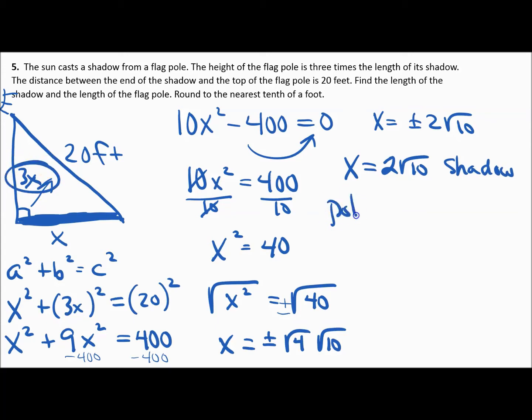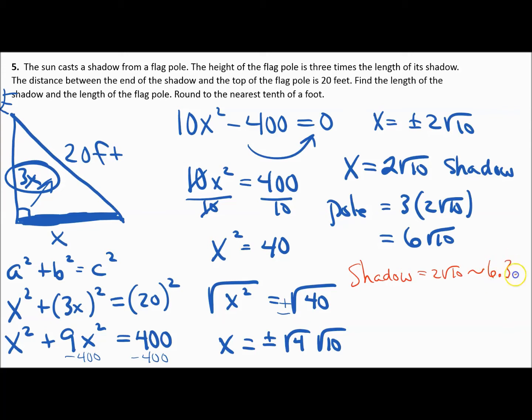So the pole is equal to 3 times 2 square root of 10, which is equal to 6 square root of 10. Finally, it wants our answers rounded to the nearest tenth of a foot. So I'm going to type in the shadow, which is x, in my calculator, which is 2 square root of 10, and then round that to the tenths place. So 2 times the square root of 10 is equal to 6.32455, rounded to the tenths place is 6.3.